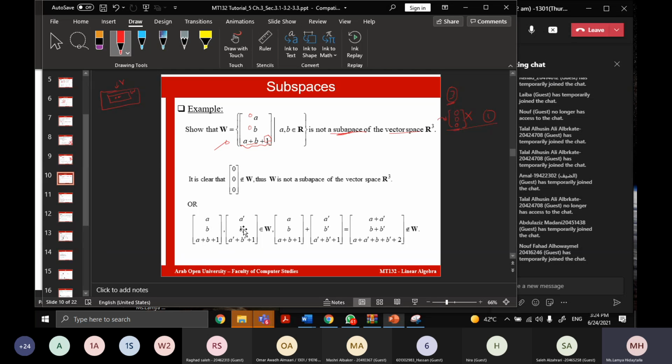Now, what if we add them? Is the resultant also here or no? When you add them, you're going to get A plus A dash, B plus B dash, A plus B plus A dash plus B dash plus 1 plus 1. 1 plus 1, it is 2. Is the resultant an element here or no? Tell me, is it an element here?